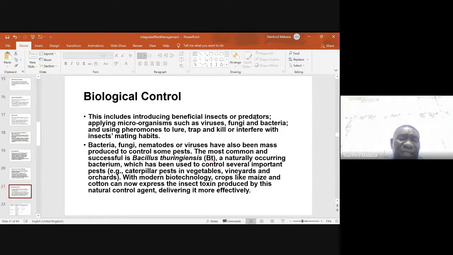So pheromones can attract insects. So when you have attracted them in a certain area, you can either kill them or you could be interfering with the mating habits. Bacteria, fungi, nematodes, or viruses have also been mass produced to control some pests.